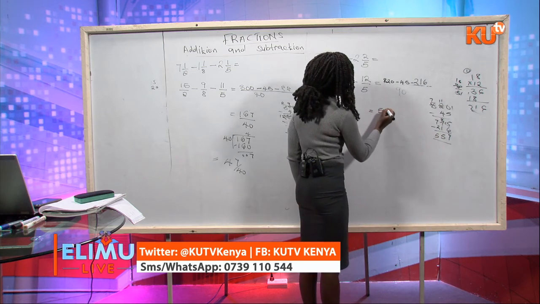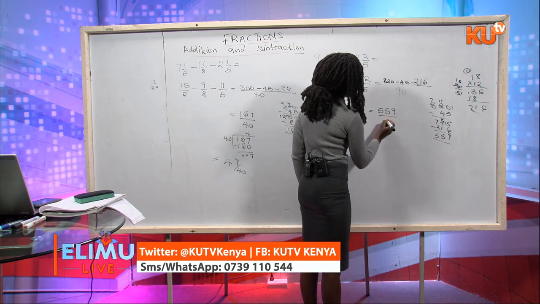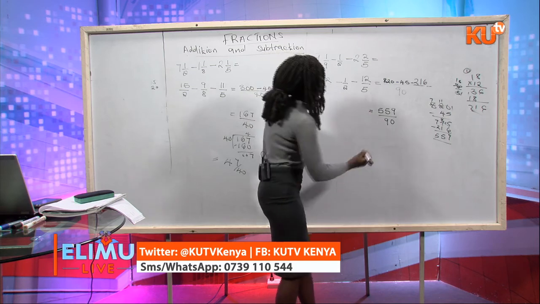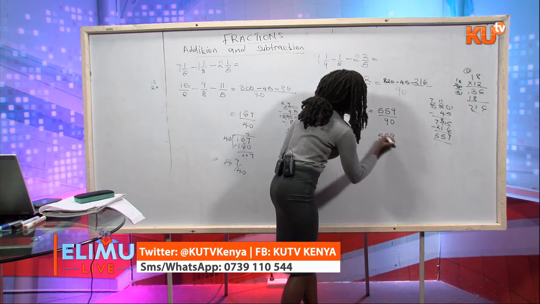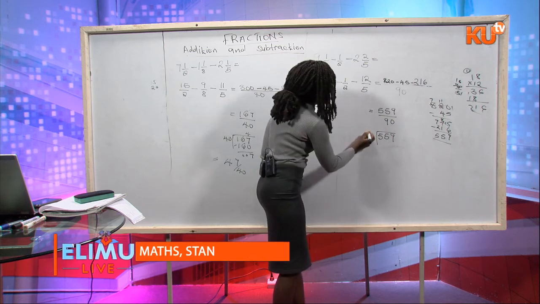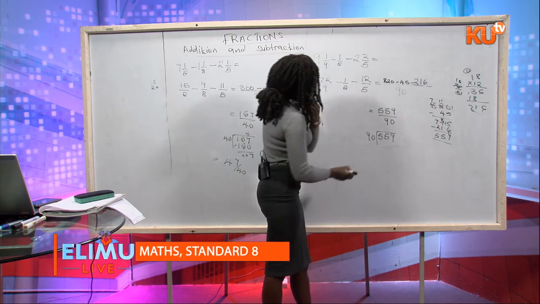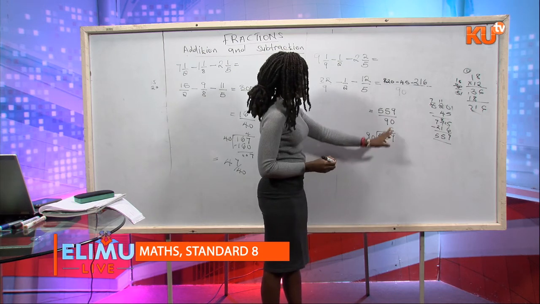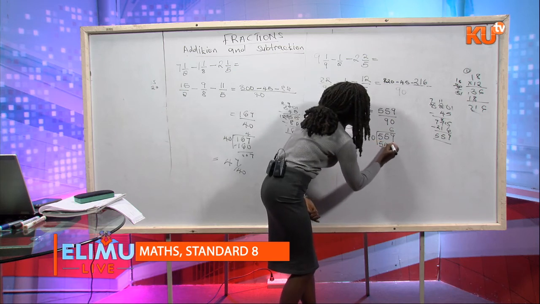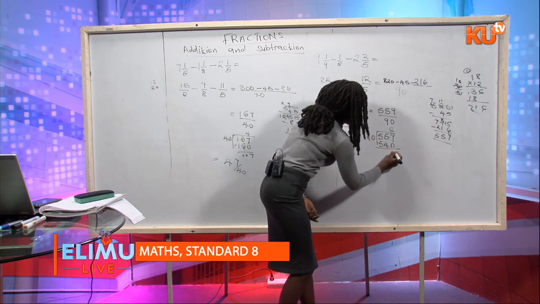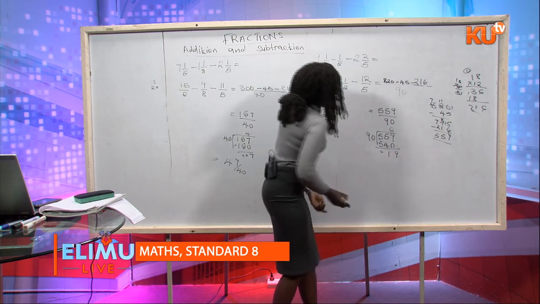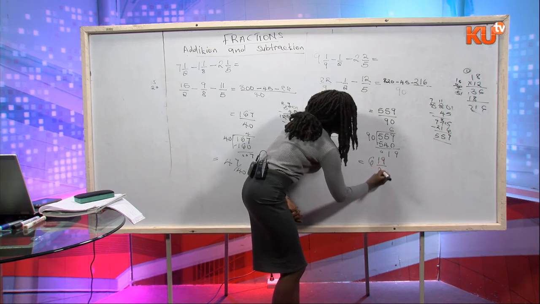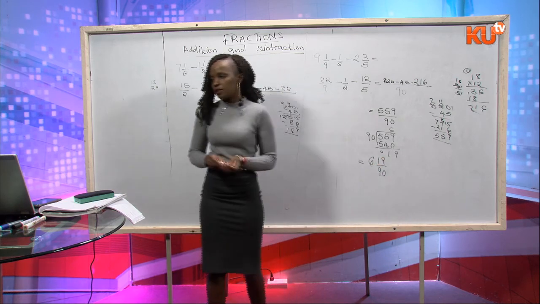We get 559 over 90. Then we change this to a mixed fraction. 559 divided by 90. So 90 will go into 559 6 times because of 540. We subtract, we get 19. So our answer is going to be 6 and 19 over 90.